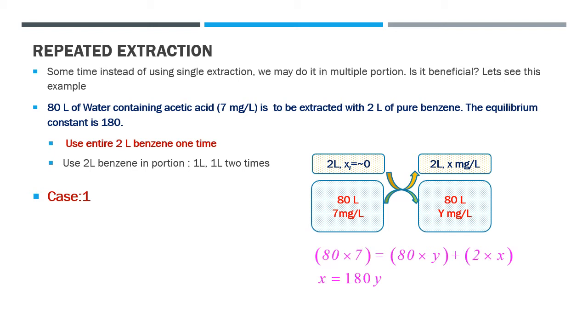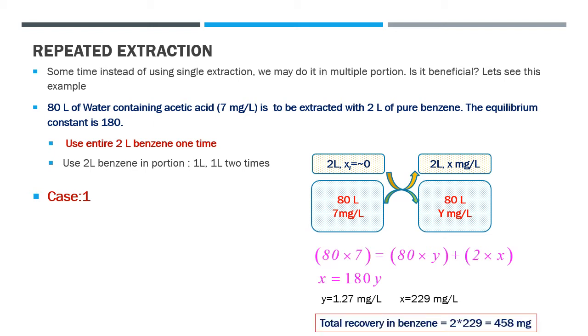The concentration ratio at equilibrium, that is X and Y ratio, is 180, so X equals 180Y. You can solve it and you will have X equal to 229 milligram per liter, that is the organic phase concentration. So how much are we actually recovering? We are recovering 2 liter of 229 milligram per liter, that is 458 milligram. That is the total amount of acetic acid recovered if we use the whole 2 liter in a single extraction.